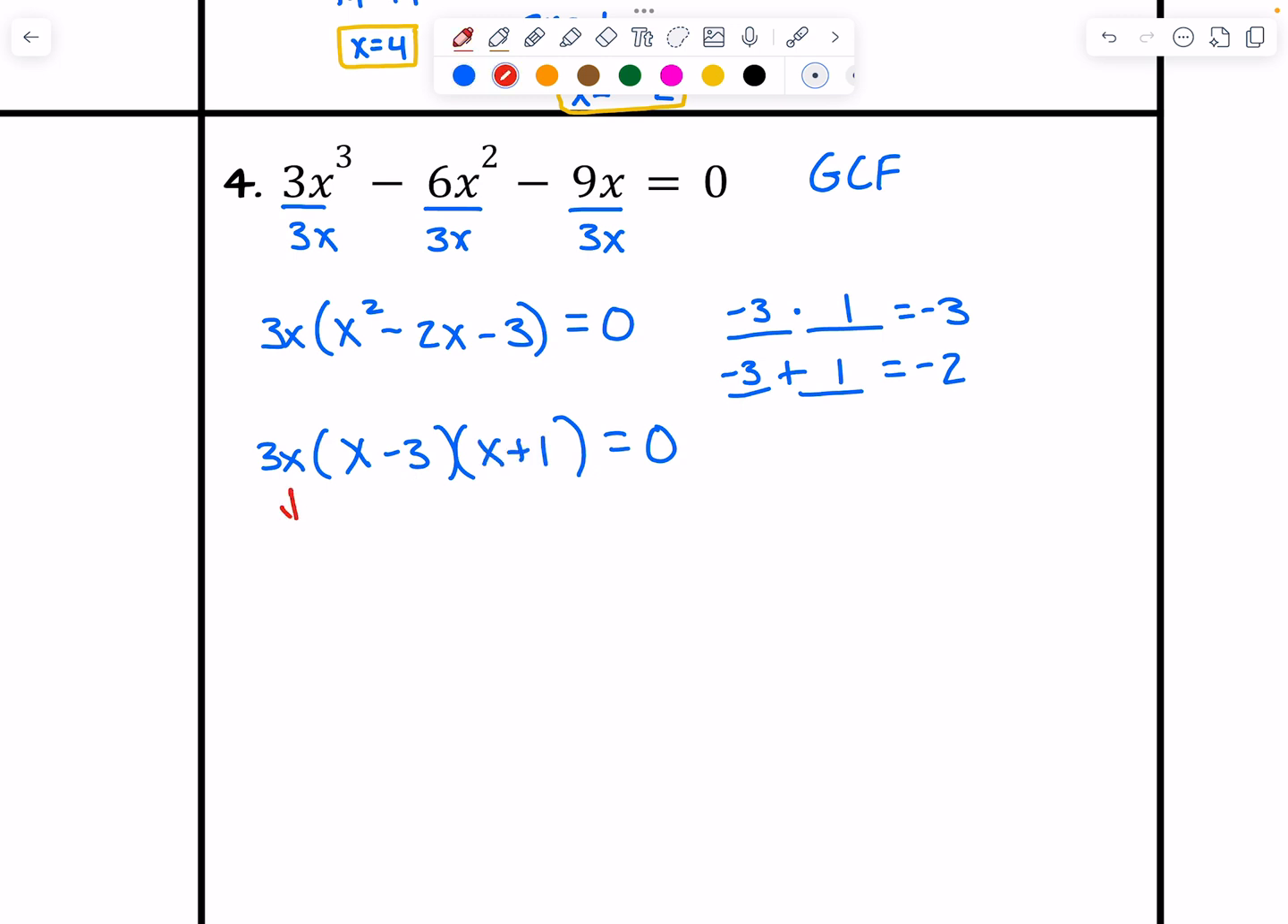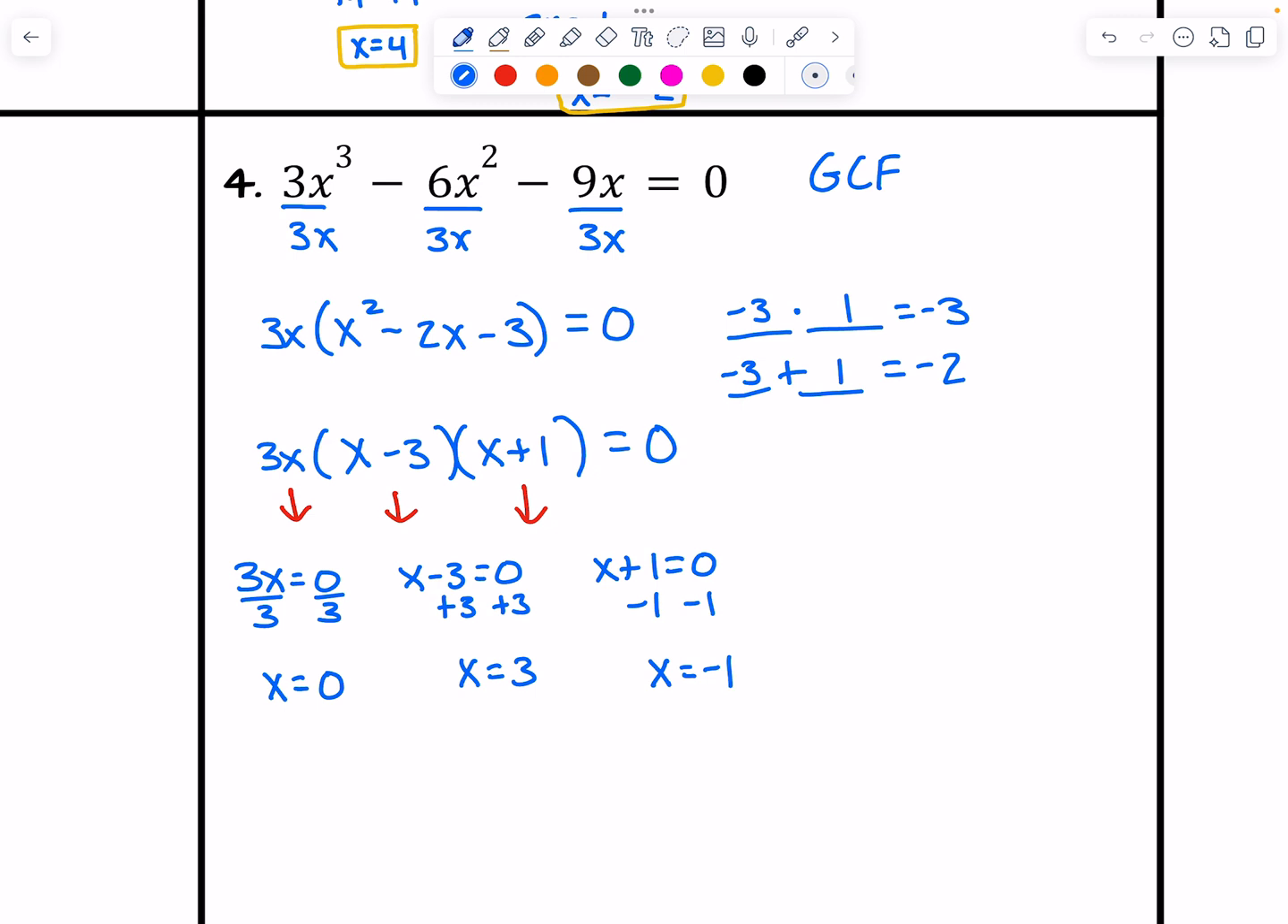And so now we can set each one of those factors that has a variable in it equal to 0. So 3x equals 0, x minus 3 equals 0, and x plus 1 equals 0. And then divide by 3 on both sides, so we get x equals 0. We can add 3 and get x equals 3 for our next solution. And then we can subtract 1 and we get x equals negative 1.